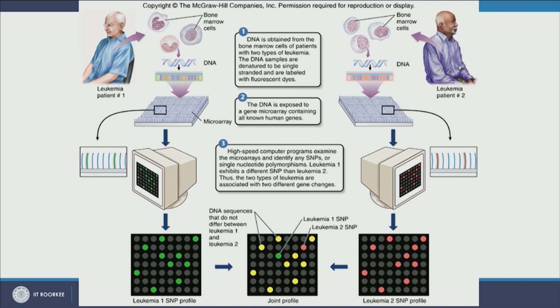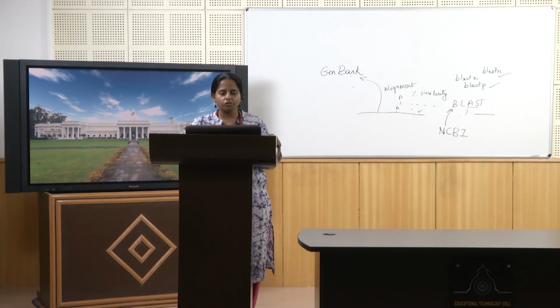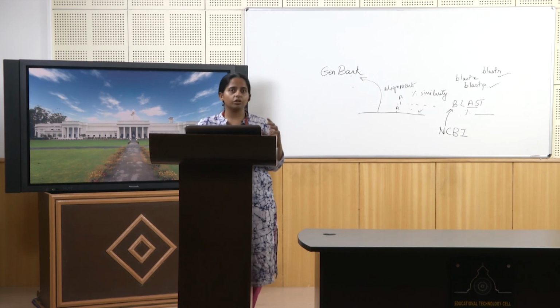Similarly, here in leukemia patient 2, I can again take his samples, his fluid bone marrow cells, put them on the same chip, and notice what his signals look like. So this is the SNP profile. Now, as the leukemia is progressing, there are mutations happening in the genes. Mutations usually start with a single nucleotide. Well, there are many ways of mutation. One of the ones presented here is single nucleotide polymorphism, where a single nucleotide changes.